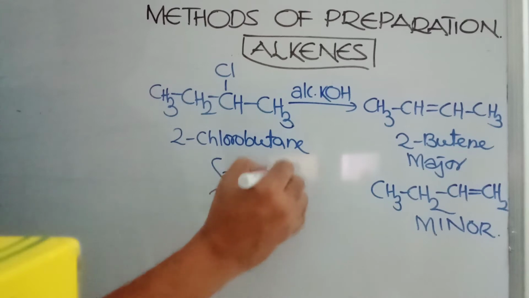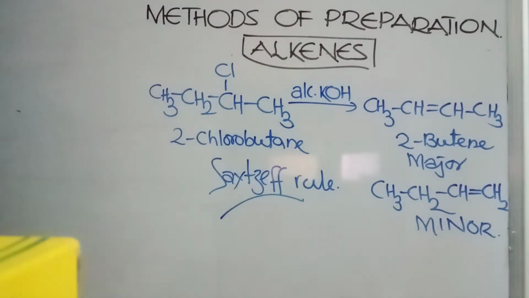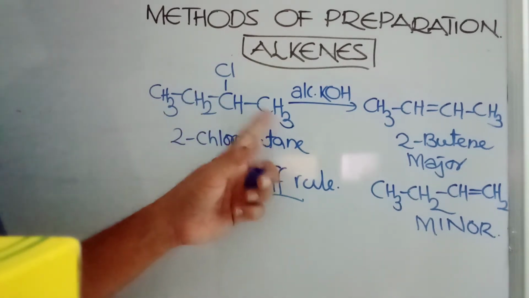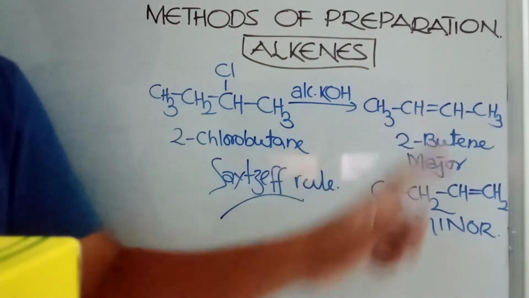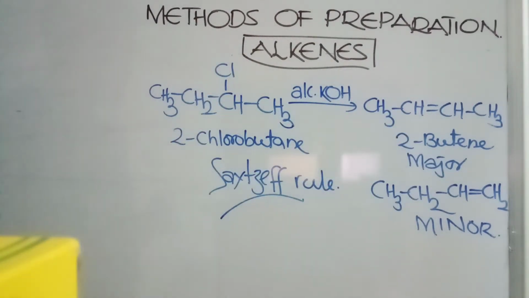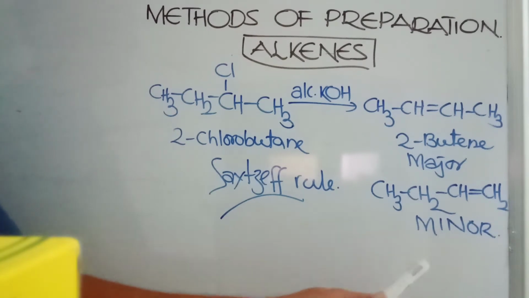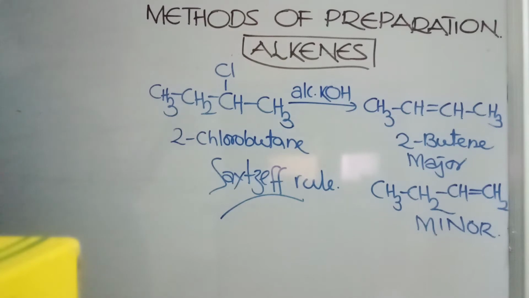In simple words, the poor becomes more poor. Already, when you compare these two, it is poor in hydrogens, and it is becoming much poorer. Rich becomes richer is Markovnikov. Poor becomes poorer is Saytzeff rule. If you get this as the major product and the other as minor, then the reaction is called the Hofmann reaction.